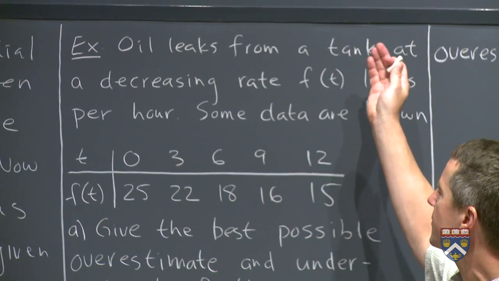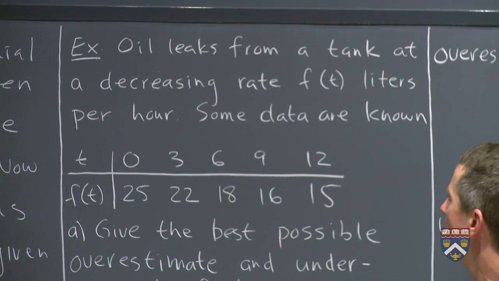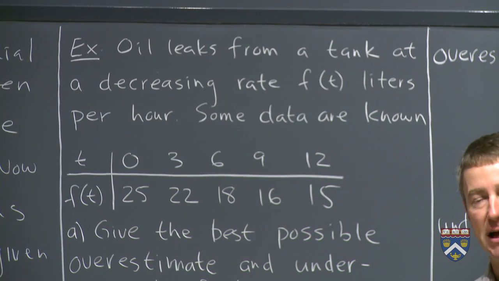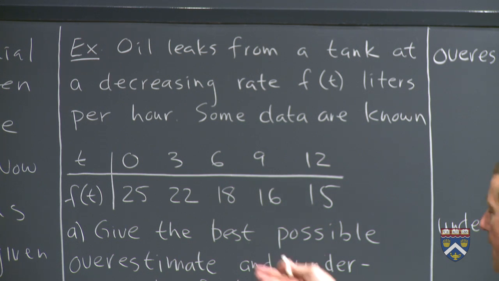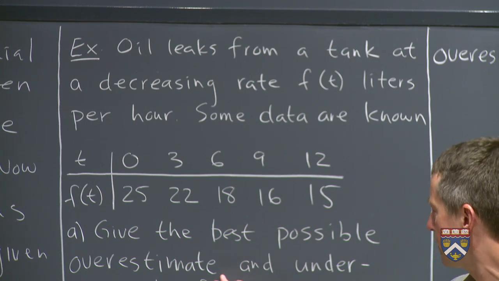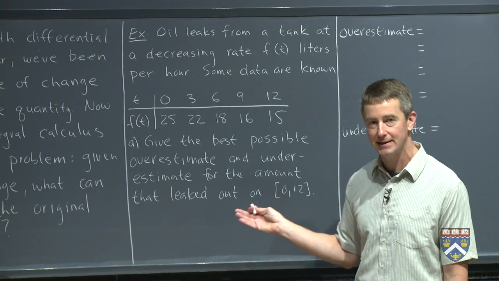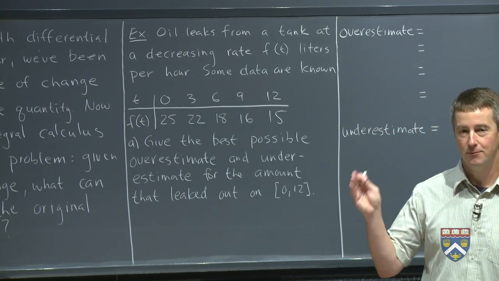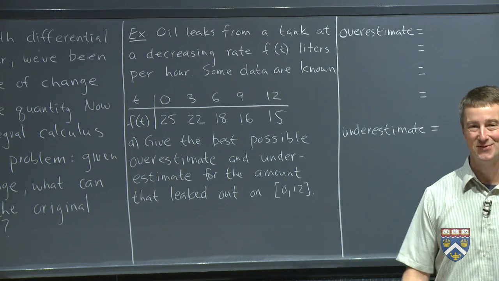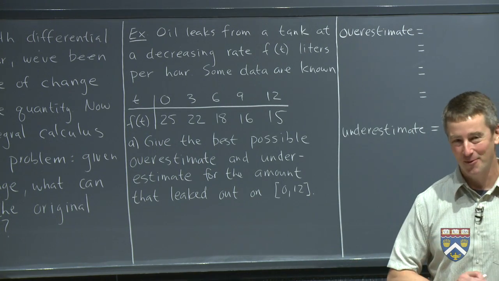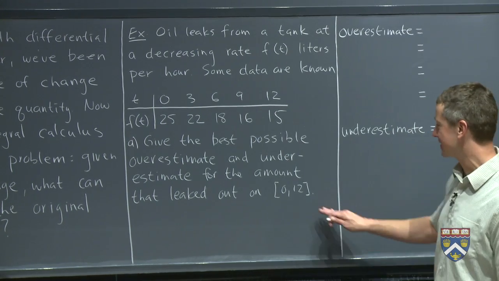We've got oil leaking from a tank at a decreasing rate, which we're calling f of t, liters per hour. And we just have some data. We don't actually have a formula for the function. This is all that we have. Given these rates of change, we'd like to give the best possible overestimate and the best possible underestimate for the amount of oil that actually leaked out during these 12 hours. And we're starting from scratch now. So if you were feeling a little bit overwhelmed by some of those family of curve problems last week, now we're starting brand new and it's easier stuff here.